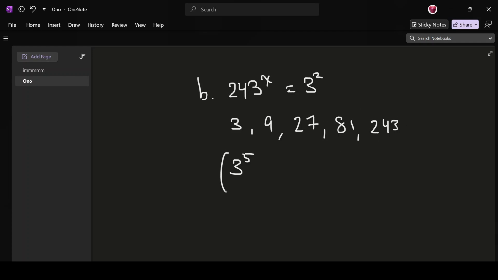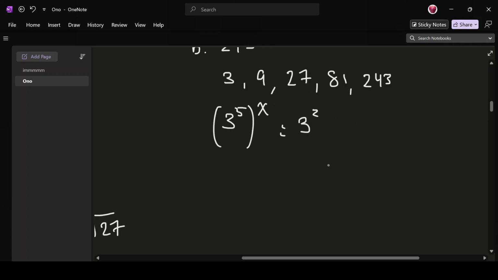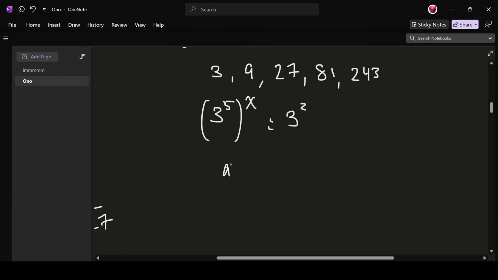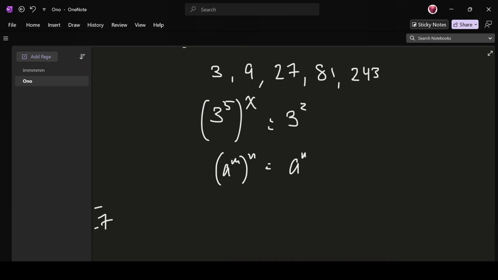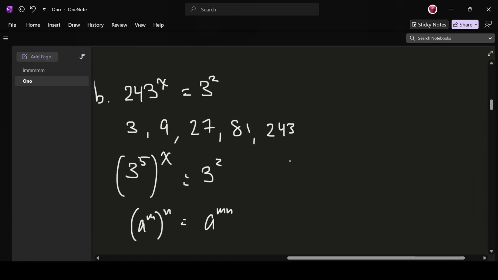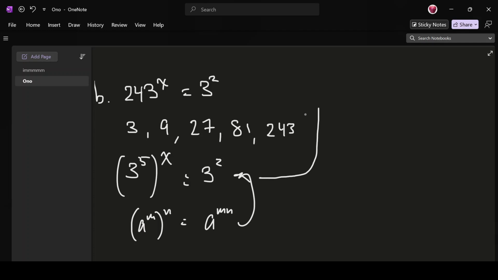And there is to the power of x, so let's just write that. Now I'm going to rewrite the 3 to the power of 2. Now we have to use another law for this. A to the power of m to the power of n is actually a to the power of m times n. So we can apply that here. In this case, the a is the 3, the m is the 5, and the n is the x. So 3 to the power of 5 times x, which is 5x.